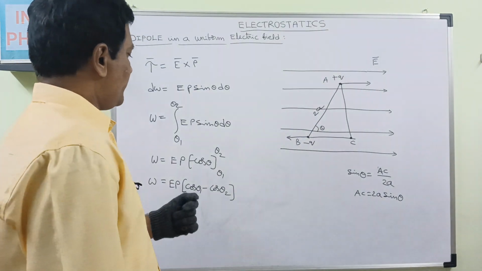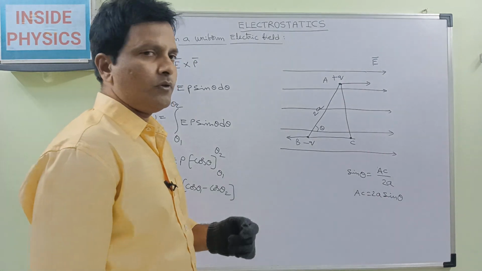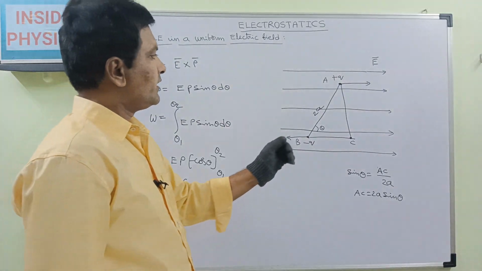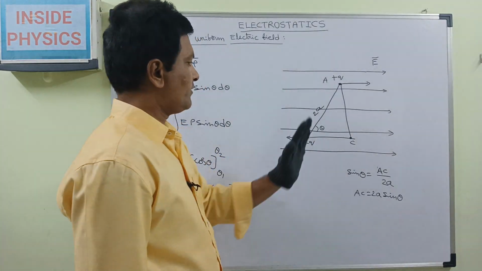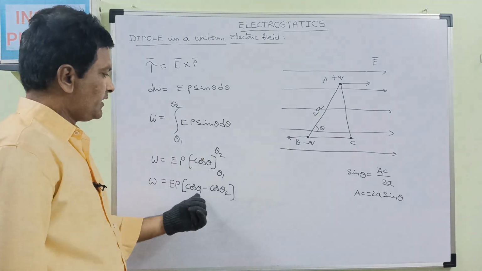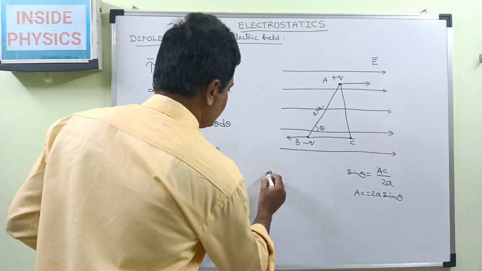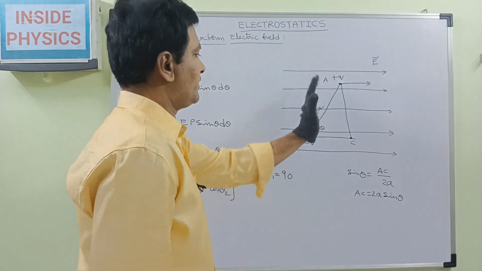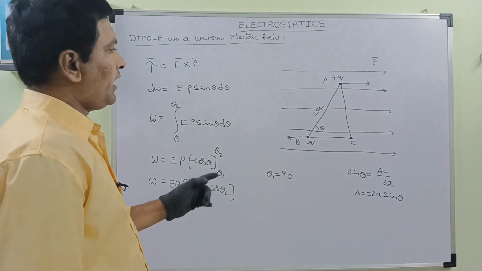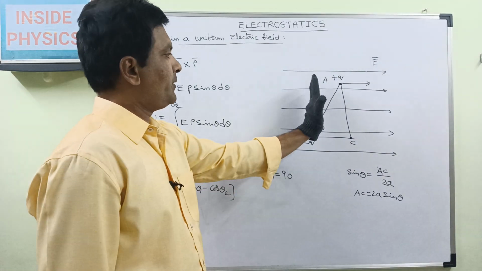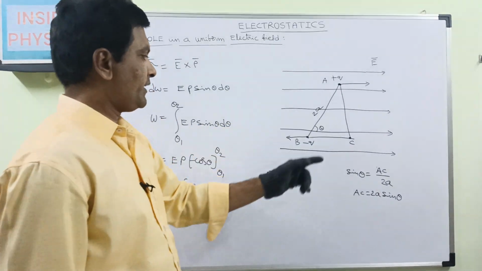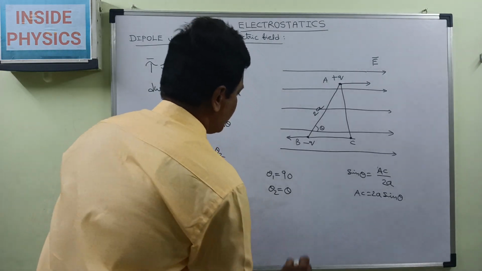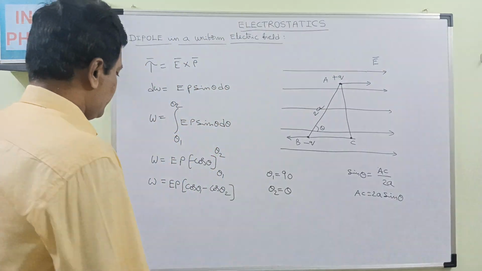Okay, if we consider initially the dipole is perpendicular to the electric field, that means initially the dipole is perpendicular to the electric field. In this case, this theta 1 will become 90 degrees. Initially the dipole is perpendicular to the electric field. Next, that dipole which is perpendicular to the electric field is rotated through an angle theta. Okay, theta 2 through an angle theta will become theta here.